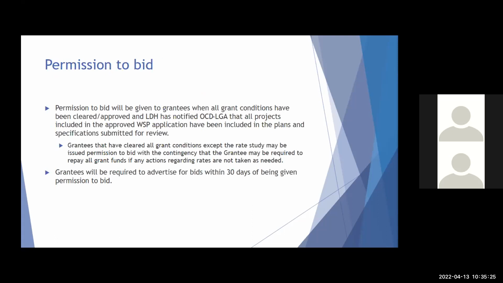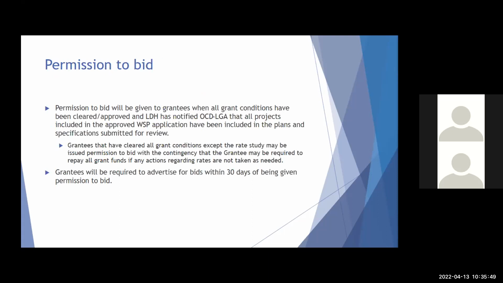In order to get permission to bid, you have to clear all of your grant conditions. We will notify you when you do have permission to bid. When you submit your plans to LDH, we still have to receive approval from LDH before we can issue your permission to bid.